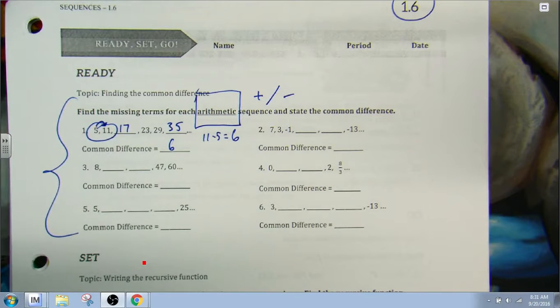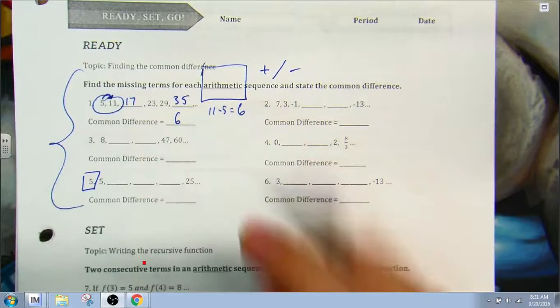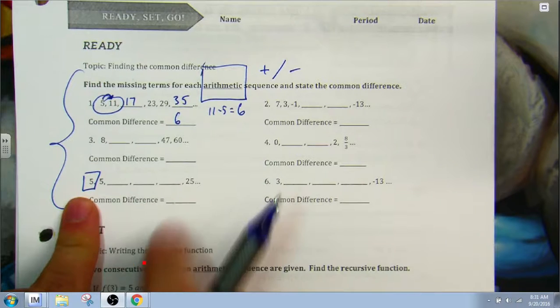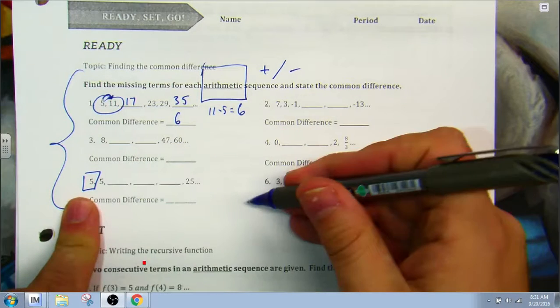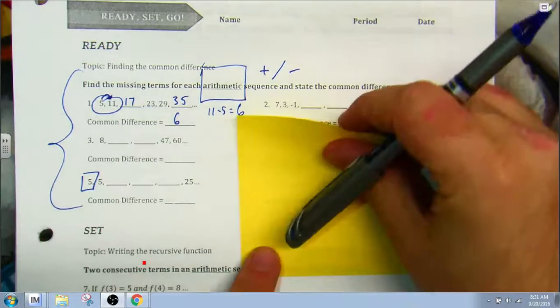Now, it does get a little bit trickier when we look at a problem like number 5, because with number 5 we don't have two consecutive terms. In fact, we have 3 blanks in between. So I have to figure out how to do this, and I'm going to give you a little cheat sheet here. Here's how we figure this out.